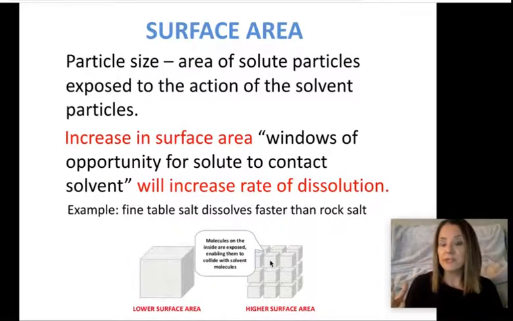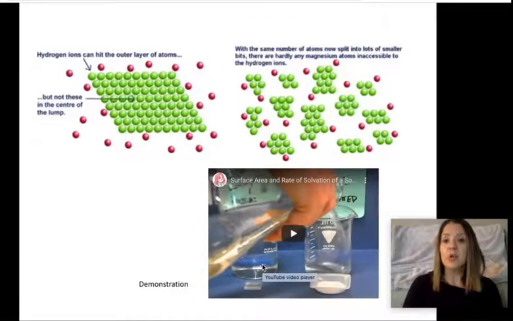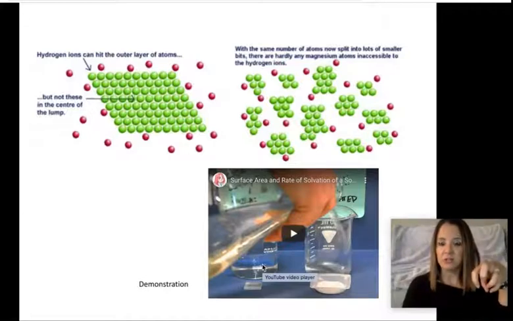The greater the surface area, the smaller the particle size, and the quicker the rate of dissolution. So think about table salt: it will dissolve much more quickly than a chunk of salt. Okay, the table salt is finer particulates.